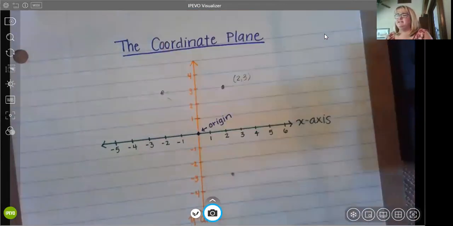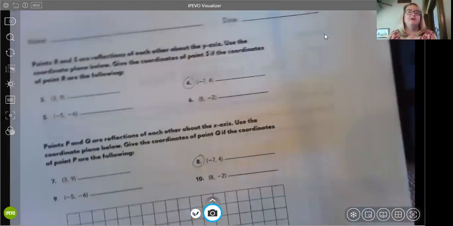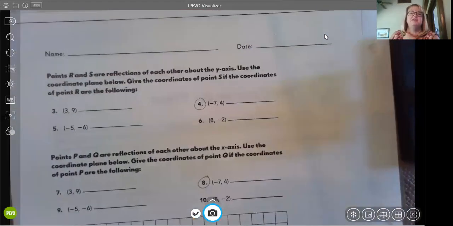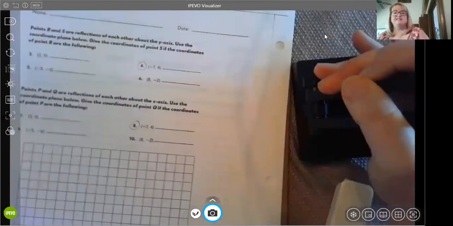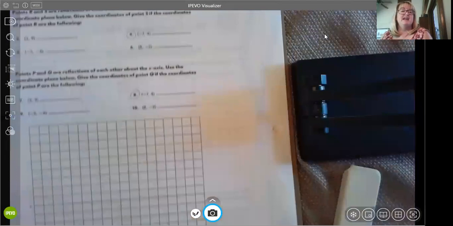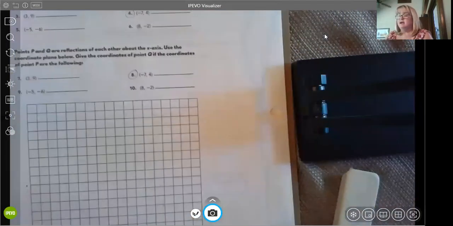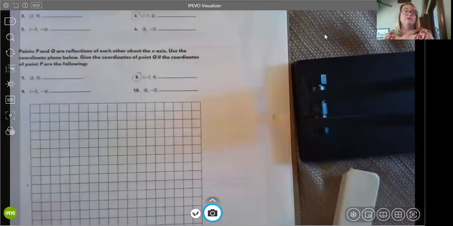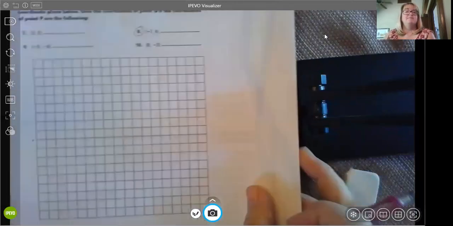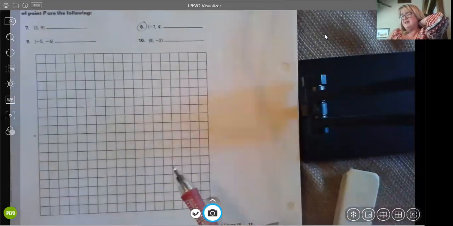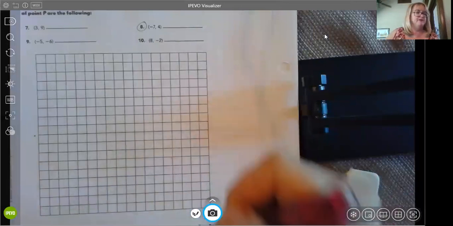little lesson, but let's look at this. It says points R and S are reflections of each other about the y-axis. Use the coordinate plane below. Give the coordinates of point S if the coordinates of point R are the following. Okay, so let's pull this back a little bit so you can see this coordinate plane. Again, it has no x and y coordinates, so we are going to have to draw it. I would like for you to approximate about halfway and about halfway, and we'll do that.